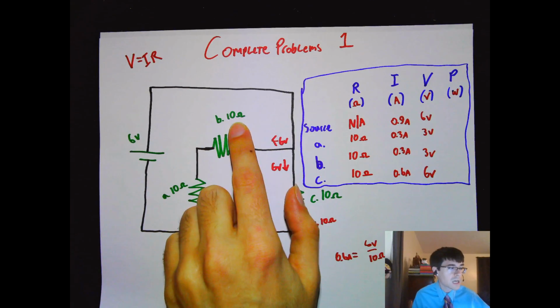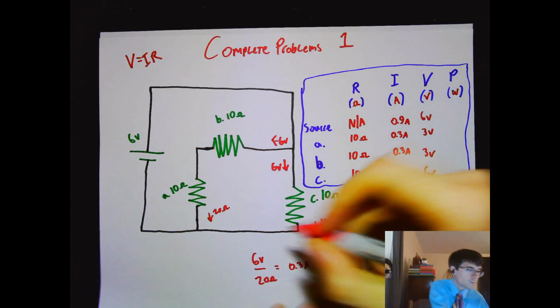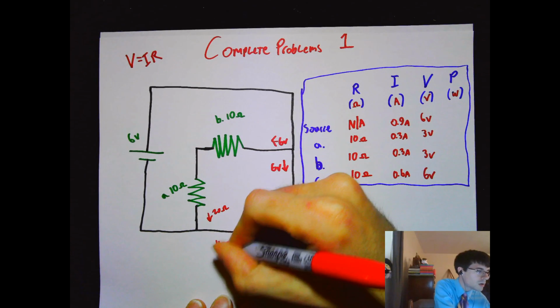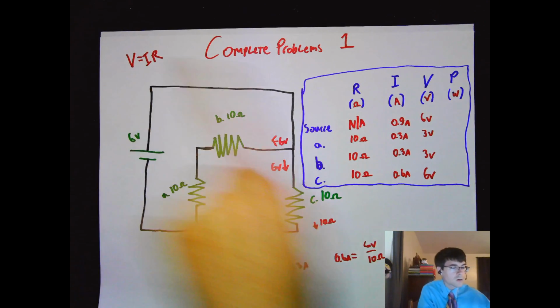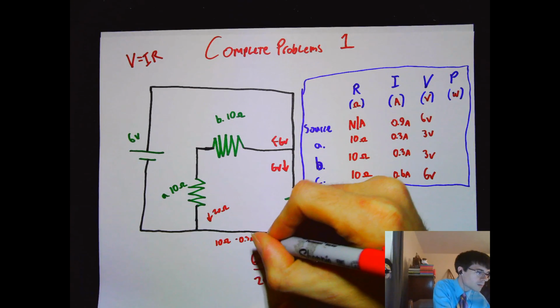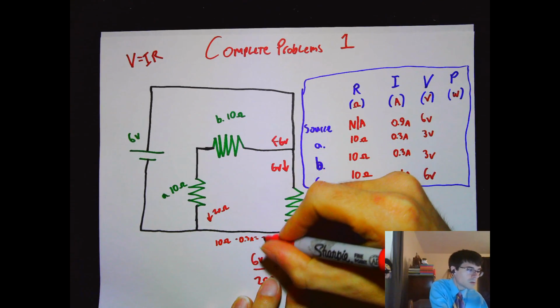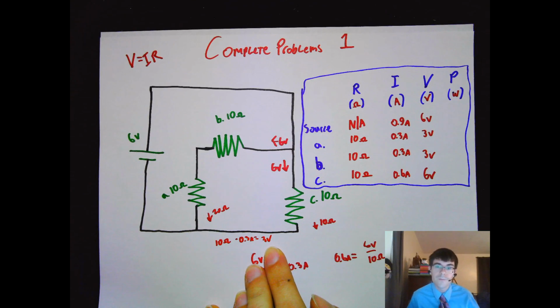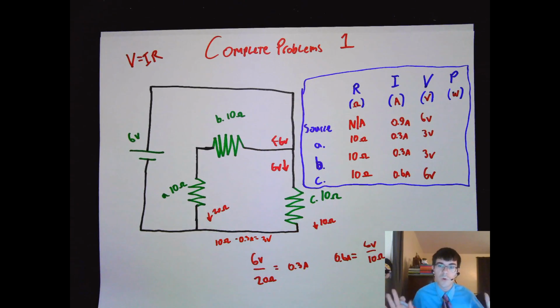So we've got our 10 ohms, right? Jot this down right here in the corner, 10 ohms. We've got our current that we already know, 0.3 amps. 10 multiplied by 0.3 equals 3 volts. Okay? 3 volts, boom, there goes the 6 volts.